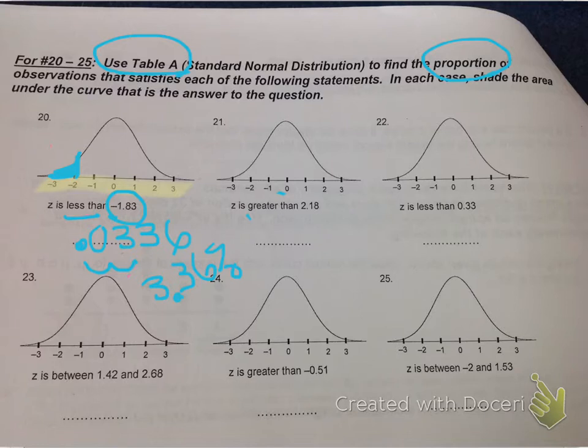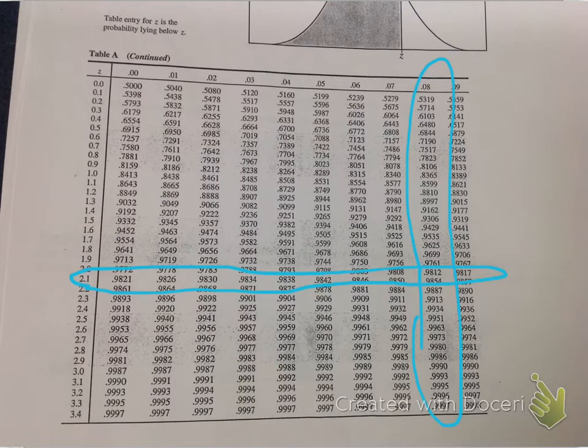I'm now going to go on to number 21, 2.18. Step 1, mark it on your curve. Step 2, shade. Now notice it's a greater than, so I'm shading to the right. Step 3, go to your table. Z is equal to 2.18, so the first 2 digits are here and the last digit is here. And you'll notice it's a little hard to read here because I went over it, but it's 0.9854. This is your proportion.